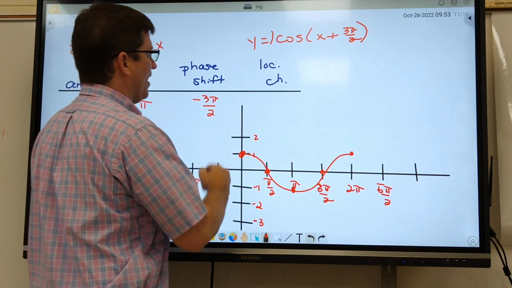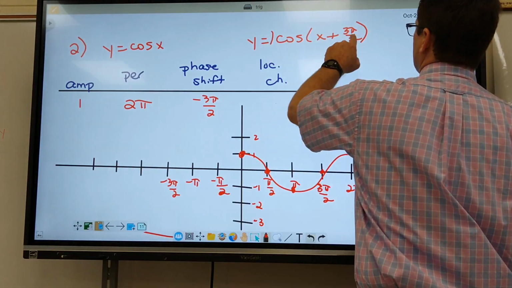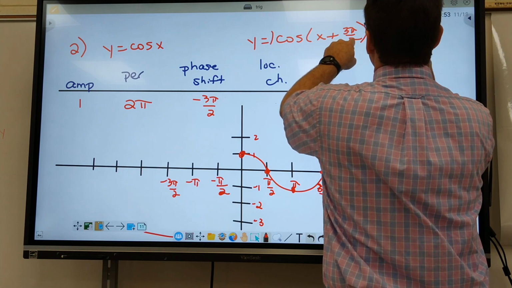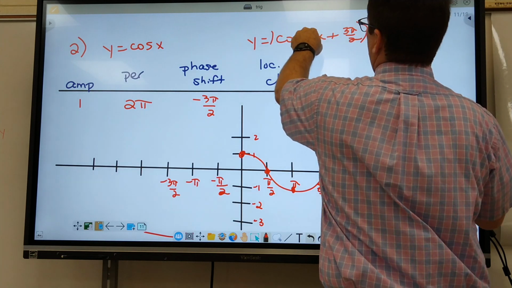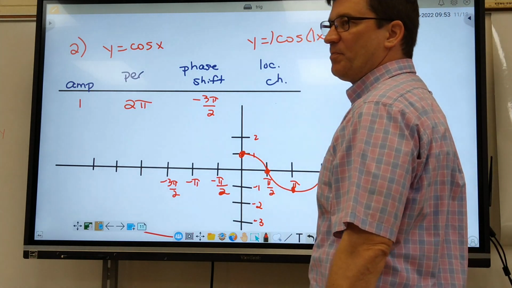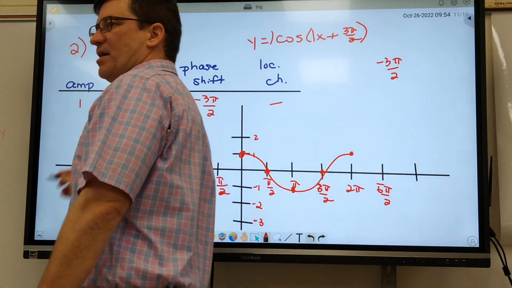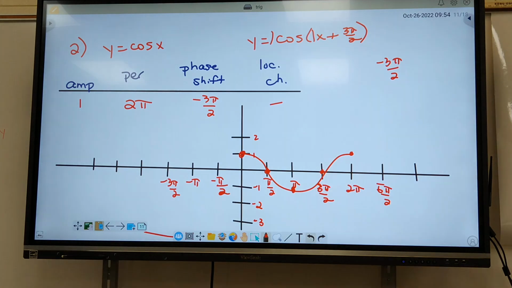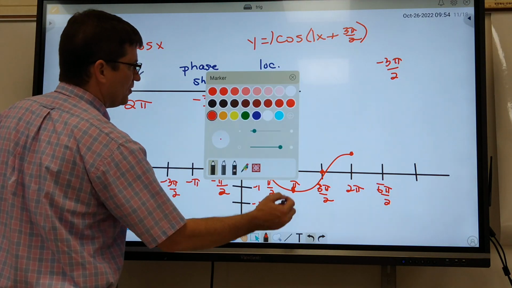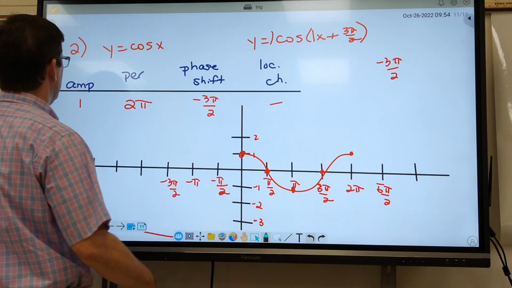Let me show you how I got that. Take the second number in the parentheses, make it -3 pi over 2, divide it by 1, so it's just -3 pi over 2. There is no location change. Those are your 4 answers. We good there? All right, so guys, on this one, there is only one thing we got to change.